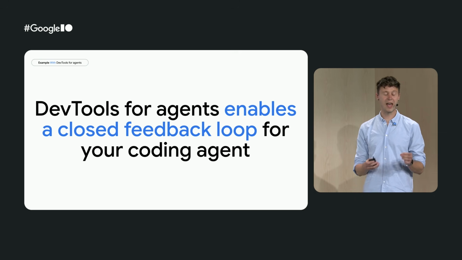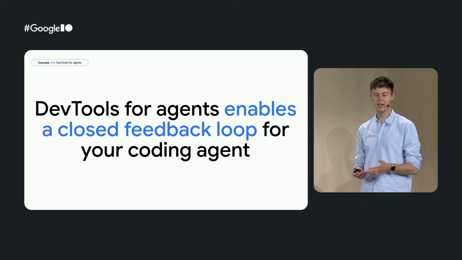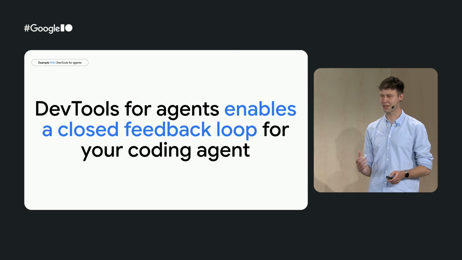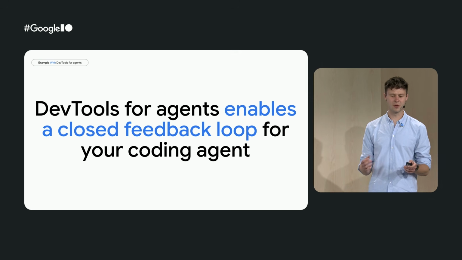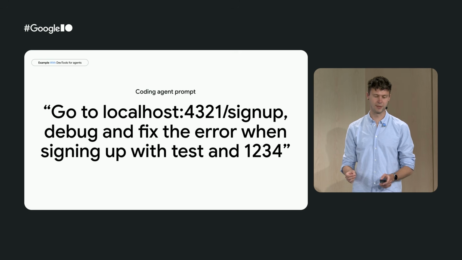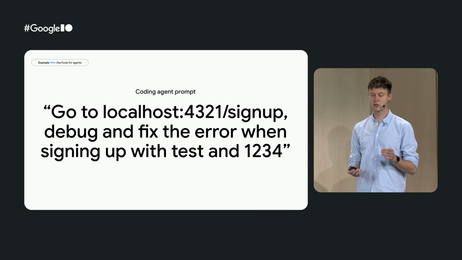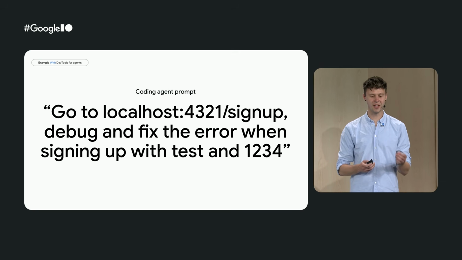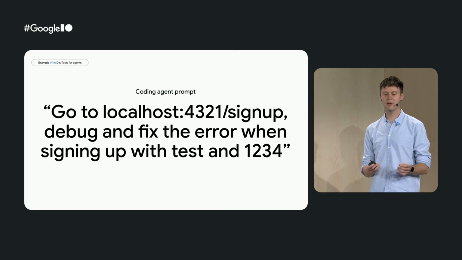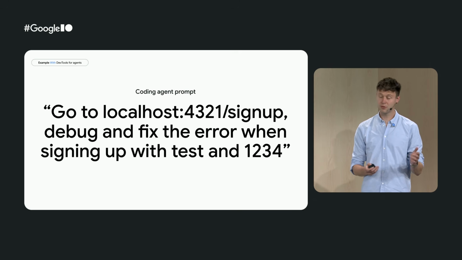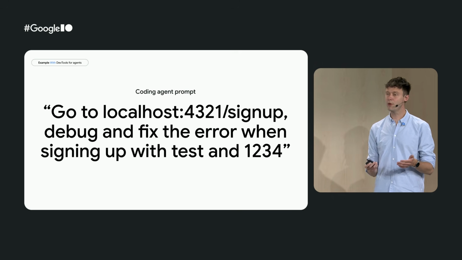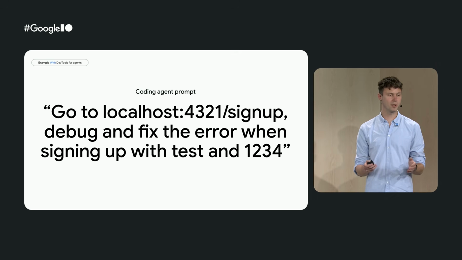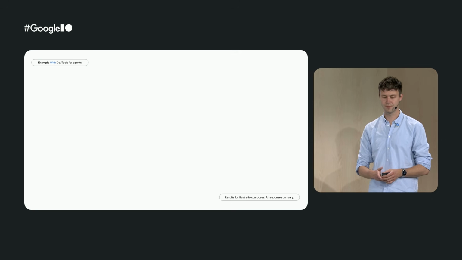Giving your coding agent access to this information through DevTools enables this closed feedback loop I mentioned before. But let's see if that's true by giving it a test run. Before we can do that, though, we need to tweak our prompt just so slightly. Instead of asking our agent to look at specific files, we ask it to look at the runtime. As DevTools for Agents has access to source maps, it will be able to guide your coding agent to the right file anyway. So we are going with: go to localhost, sign up, debug and fix the error when signing up with test and 1234.